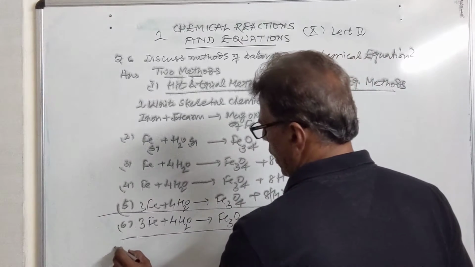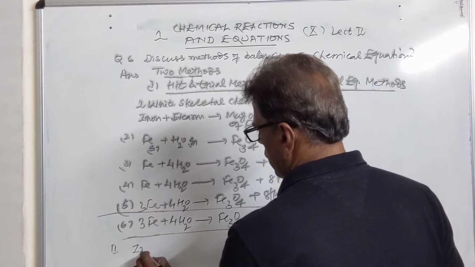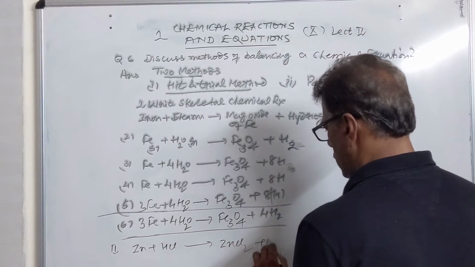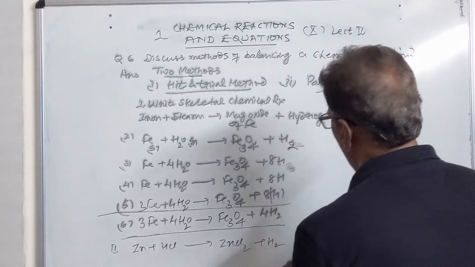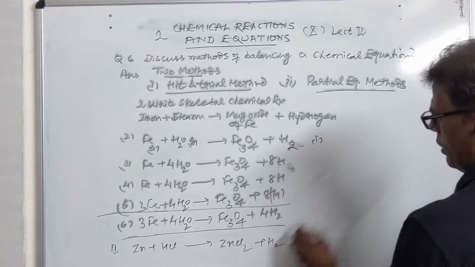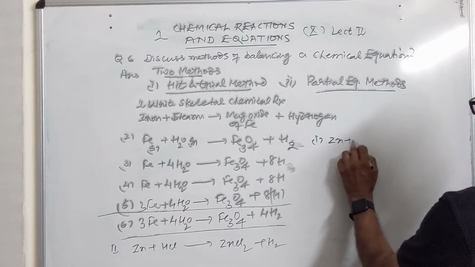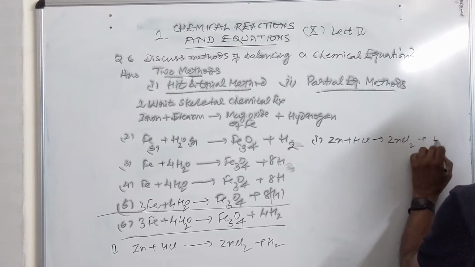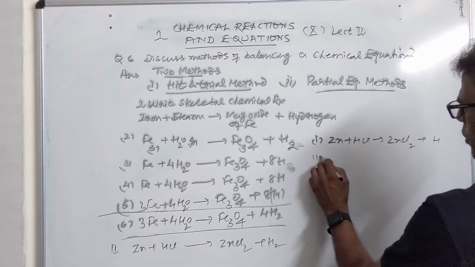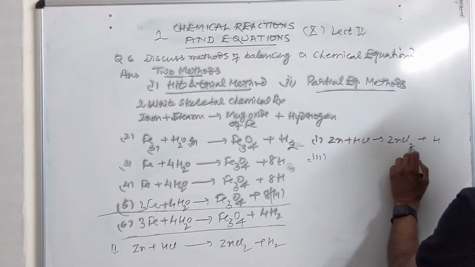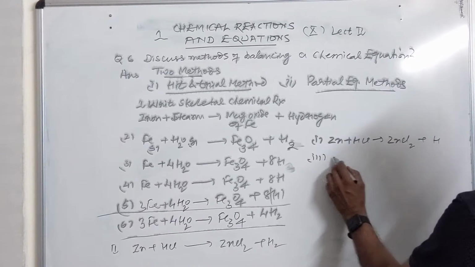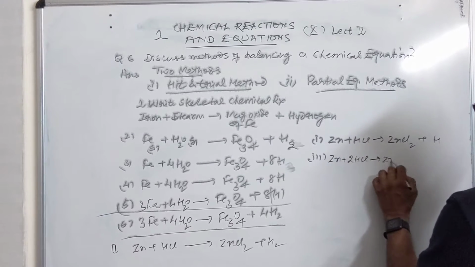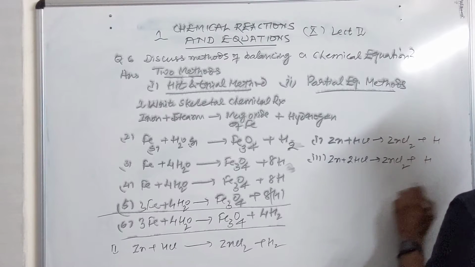For example, we have second equation, zinc plus HCl, product is ZnCl2 plus hydrogen. So first step here, that will be converting this molecular gas into atomic state. Third step will be balancing of chlorine. Here we are having 2 chlorine, 1 on this side, multiply HCl with 2, you get ZnCl2 plus hydrogen here.